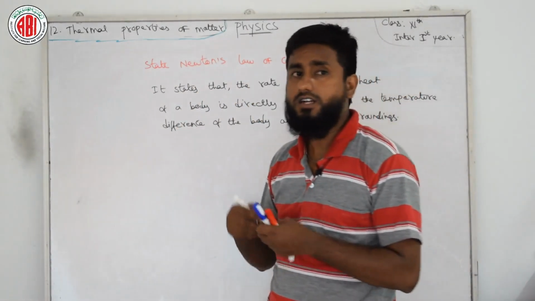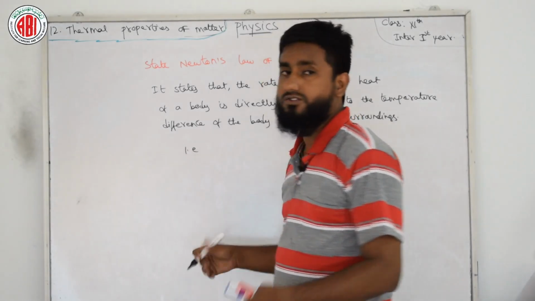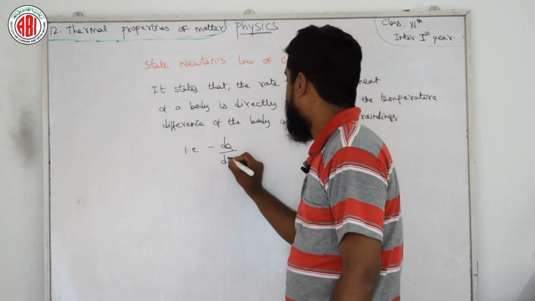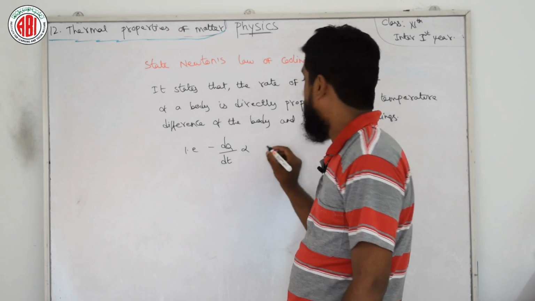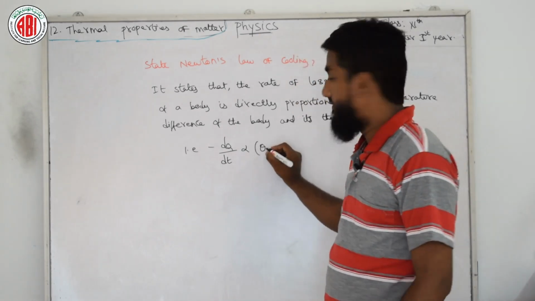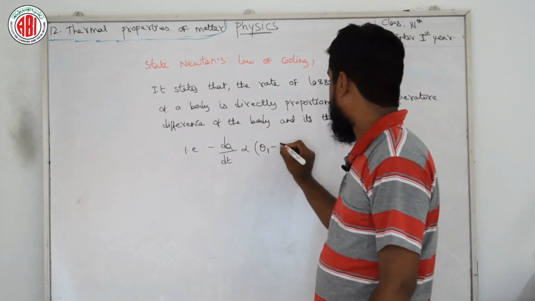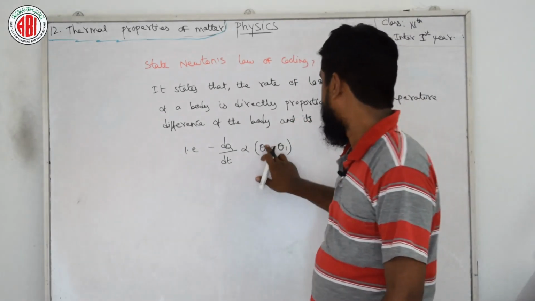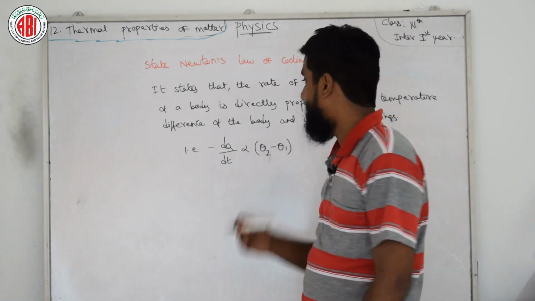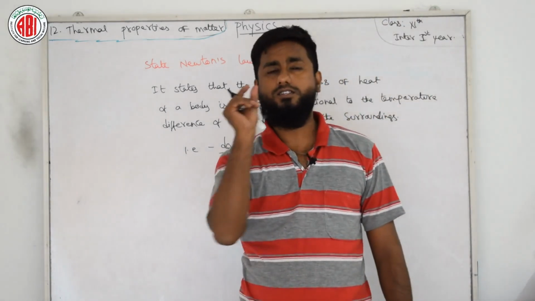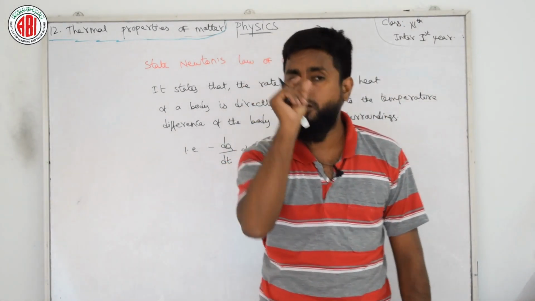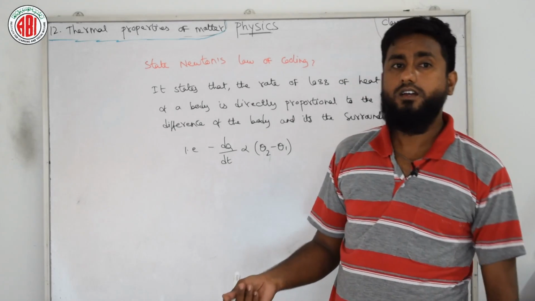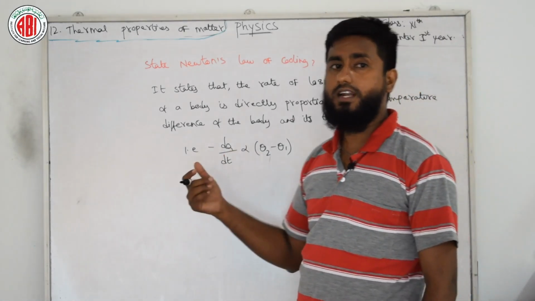Next, I am doing some derivation related to this. We can say minus dQ by dt is directly proportional to theta 2 minus theta 1. Here dQ is nothing but a small amount of heat and dt is the small amount of time, and instead of dQ we can write it like this.